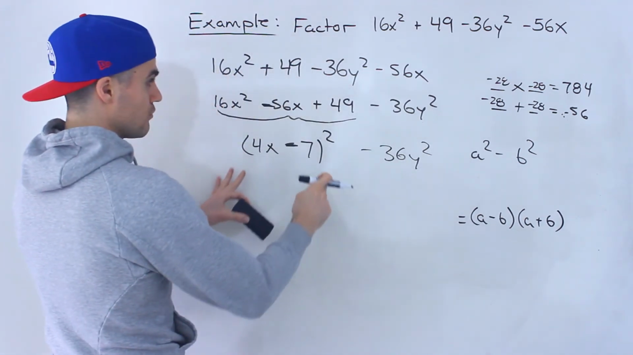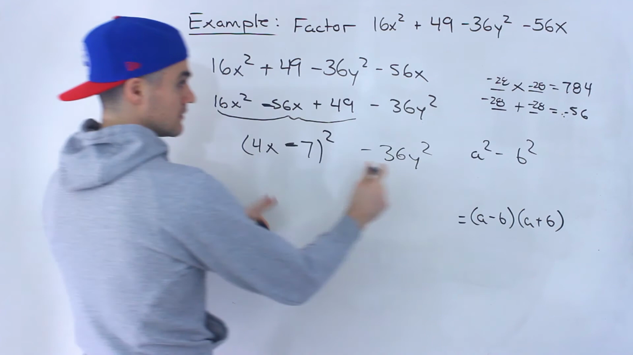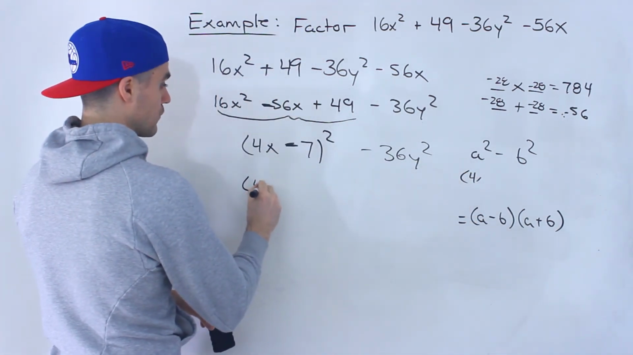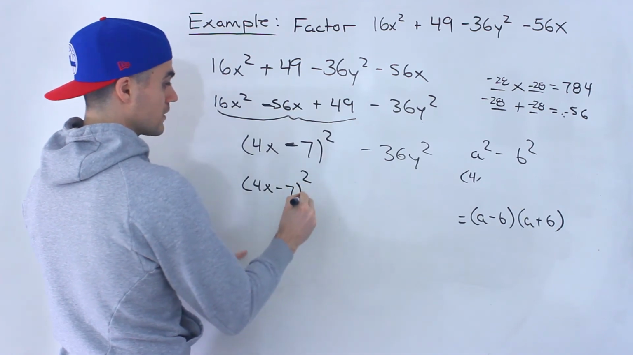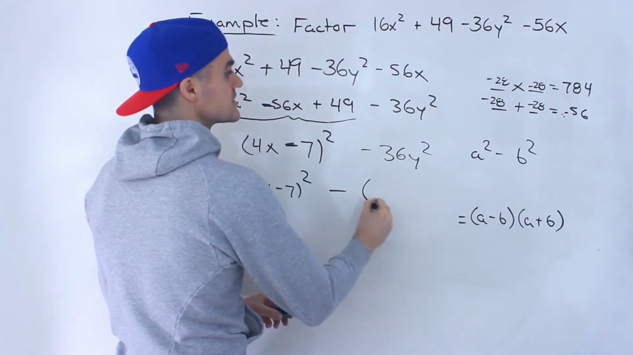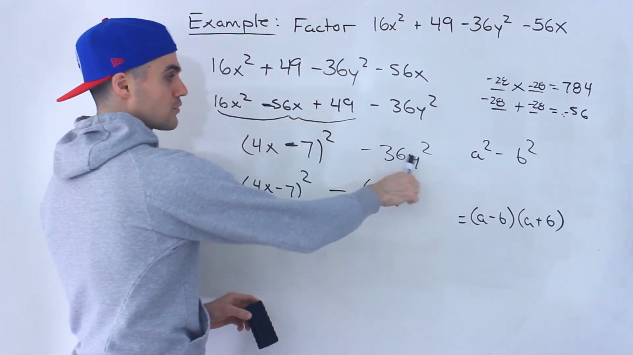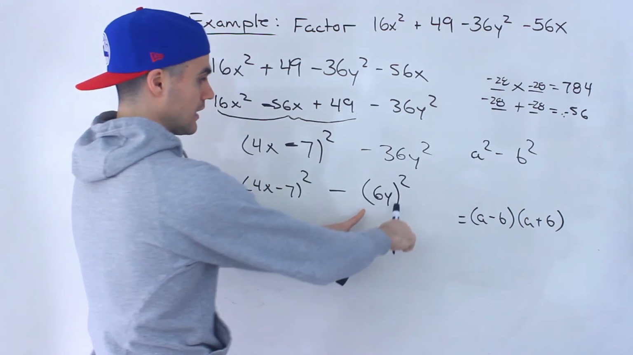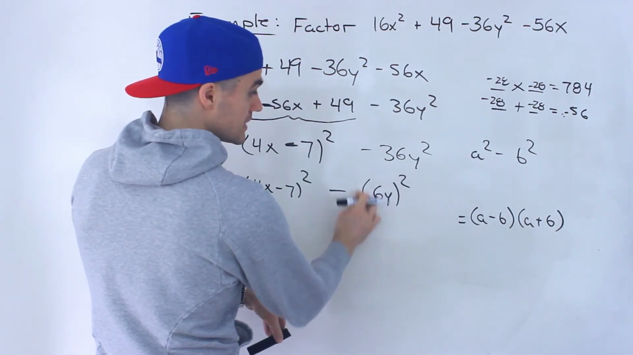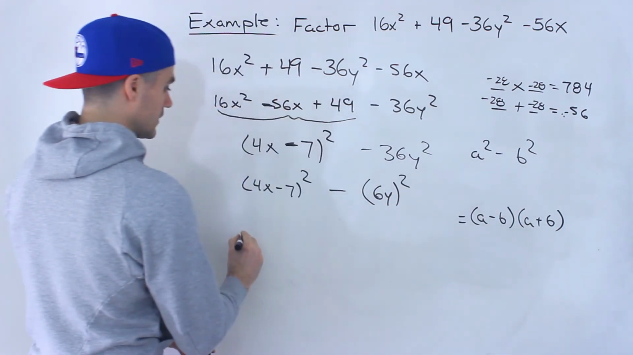It's just now the a in this case is the 4x minus 7. Right? So actually let's rewrite it over here. We'd have 4x minus 7 squared, so it's already in this format. So that's the a, and then this 36y squared we can rewrite as 6y to the power 2. We could square root the 36 and the y squared, and it would give us that. So we have a squared minus b squared, where b is 6y. So it's in this format. Now we could plug it in here.